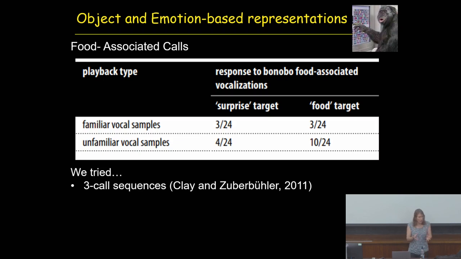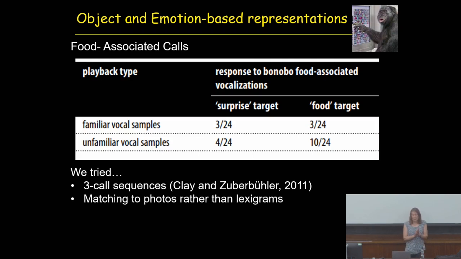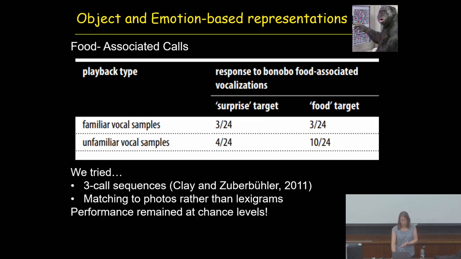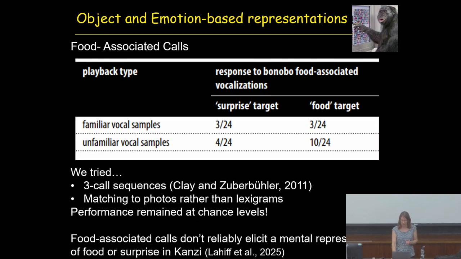So we thought, okay, we'll give him sequences then. So we made 3-call sequences. He was still not above chance. We then thought, well, just in case, maybe food is a meta category, maybe he's having difficulty with that as the lexigram for it. So we also tried matching to photos rather than lexigrams. Made no difference. He still could not do it. Whatever we did, his performance never shifted from chance. And so, in stark contrast to the alarm-associated calls, food-associated calls did not seem to elicit a mental representation of either food or surprise in Kanzi.